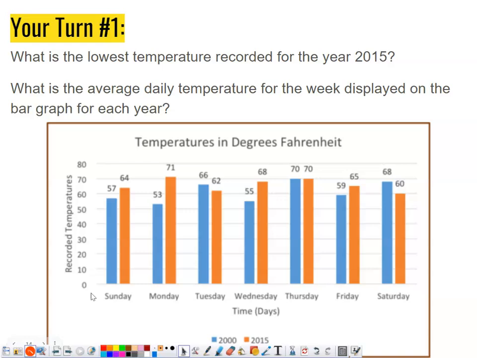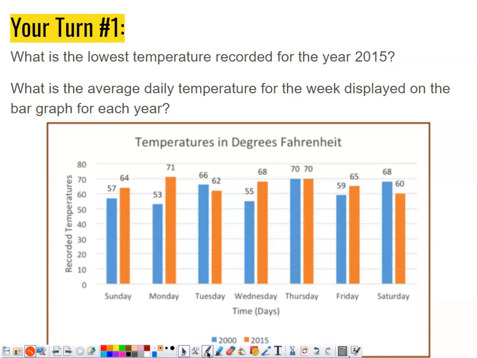Okay, your turn number 1. What is the lowest temperature recorded for the year 2015? And then what is the average daily temperature for the week displayed on the bar graph for each year? Okay, so let's take a look at this bar graph. It shows the temperature in degree Fahrenheit, and the blue bars are for the year 2000, and the red bars are for the year 2015.